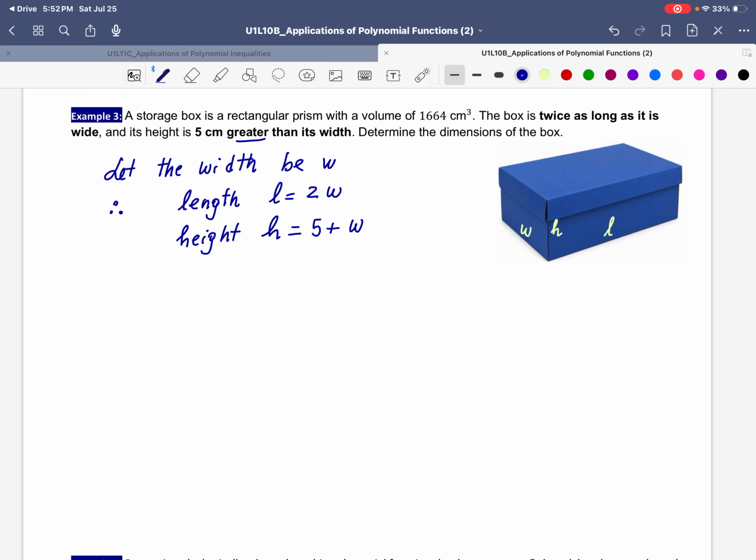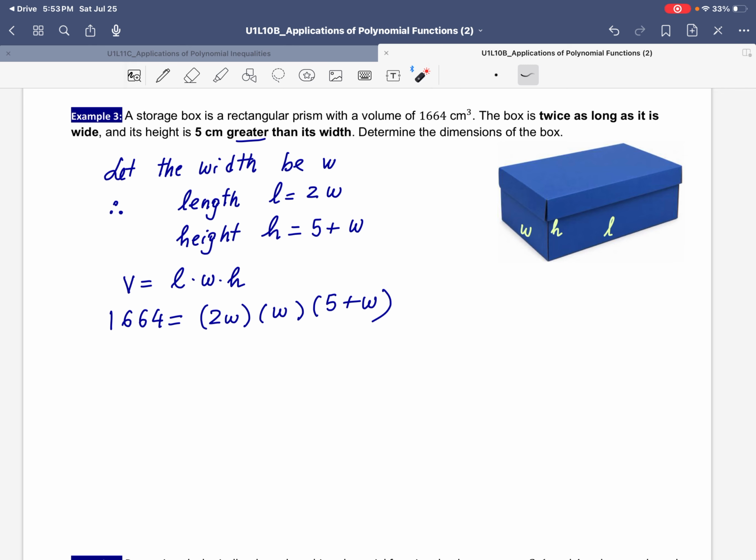And that is very important because we can only afford to have one variable in a polynomial equation if we want to solve the problem. So the volume is length times width times height, and it measures 1664 cm³, which would be length of 2W multiplied by width of W multiplied by height 5 plus W. So we have to solve this equation for W.